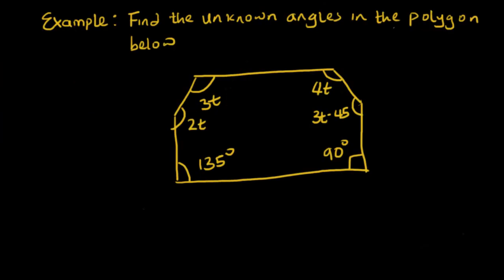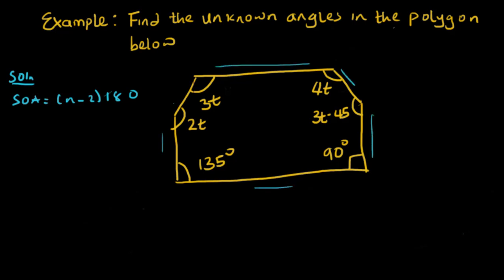We've got this question: find the unknown angles in the polygon below. Now remember, the first thing we need to do is to find the sum of interior angles in the polygon. So let's solve here. The formula for the sum of interior angles equals n minus 2 times 180. Now in this case, what is n? We have 1, 2, 3, 4, 5, 6. So this is a hexagon, so n is 6.